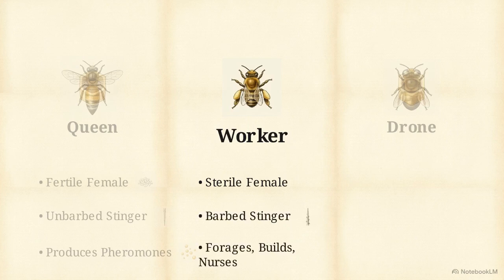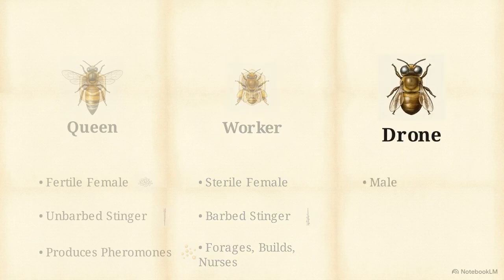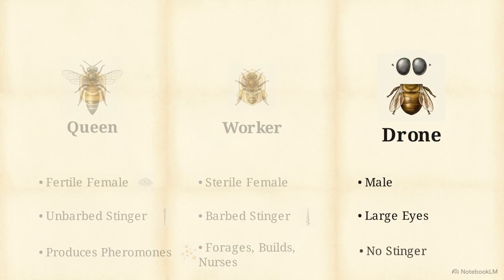Next are the workers. These are sterile females, significantly smaller than the queen. They possess a barbed stinger used for colony defense and take on all the labor, foraging for nectar, building honeycomb, and nursing the young. Finally, the drones.